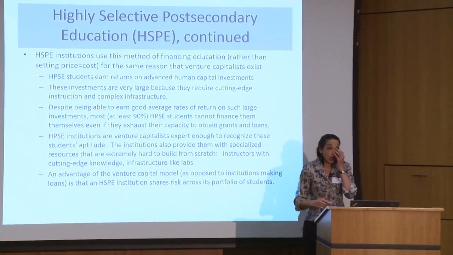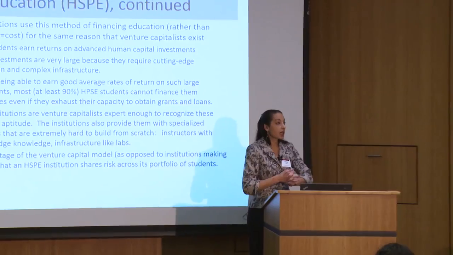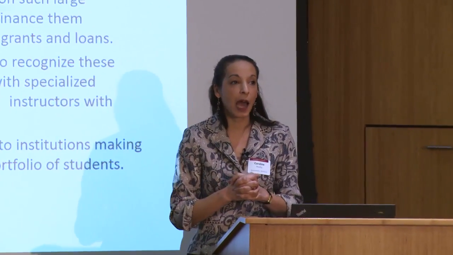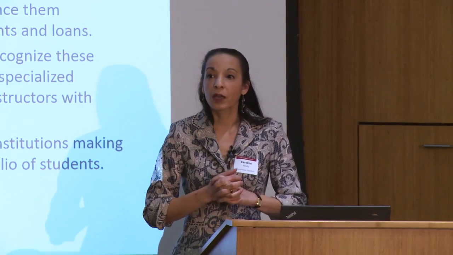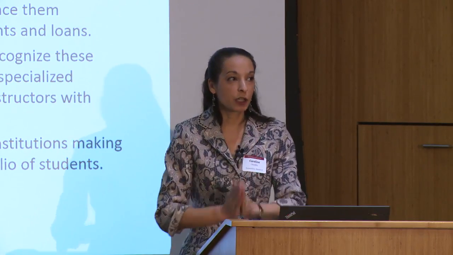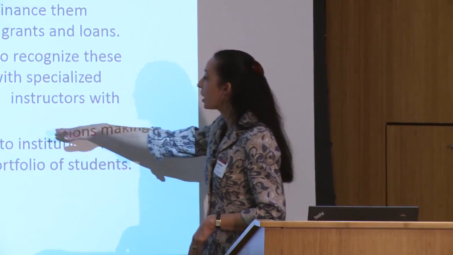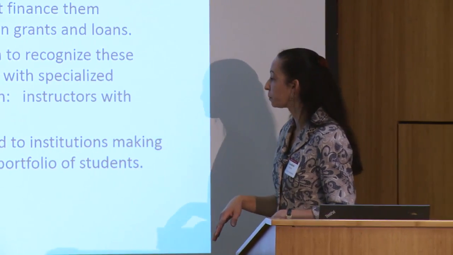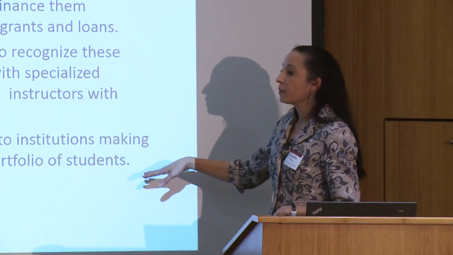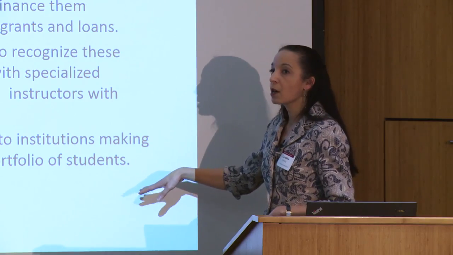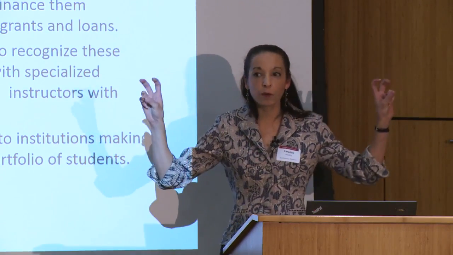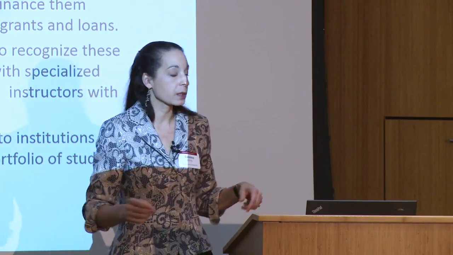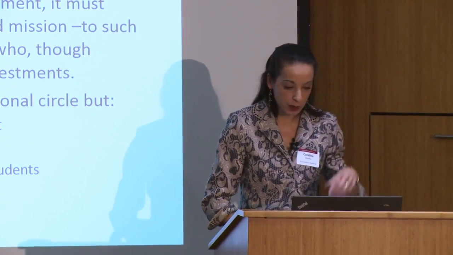If you want to start another Stanford University today, or another Harvard University today, and create all of those labs and libraries and faculty, all I have to say to you is, good luck to you, okay? It's not going to work. All right, so it's very difficult to build a university from scratch. It's not impossible, but it's very difficult. Right? And a final advantage of this venture capital model is that we share risk across our portfolio of students. So just like a venture capitalist has a portfolio of investments, we have a portfolio of students.